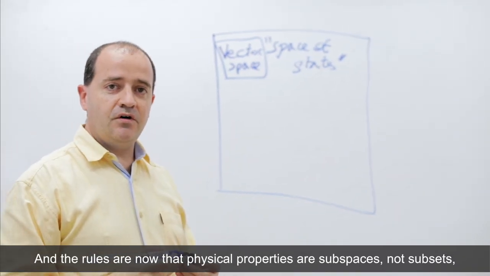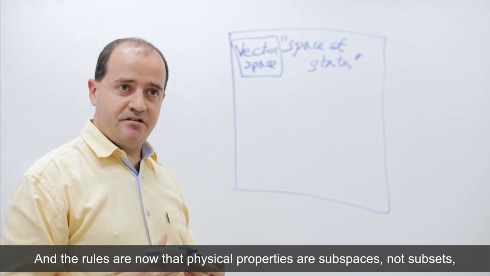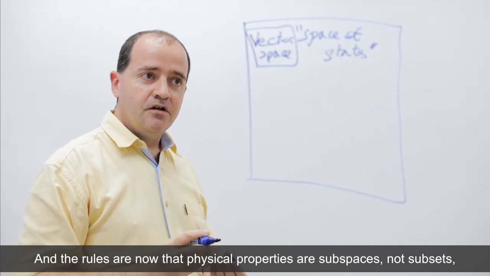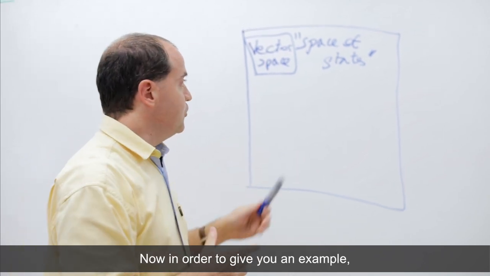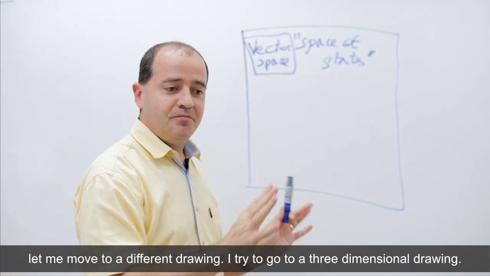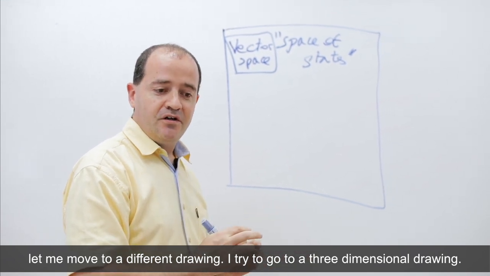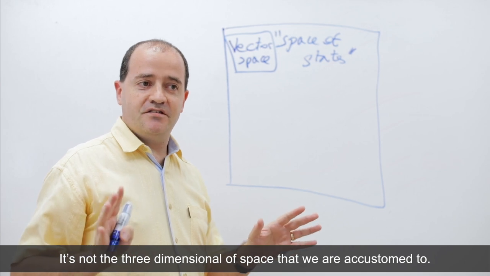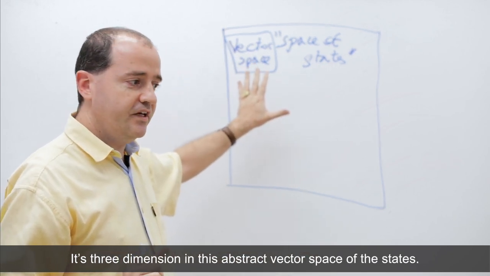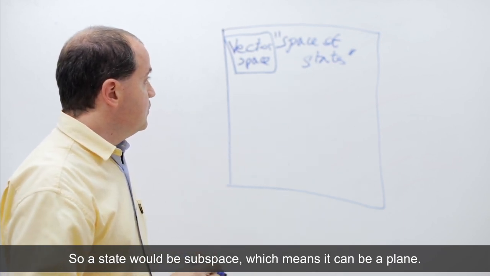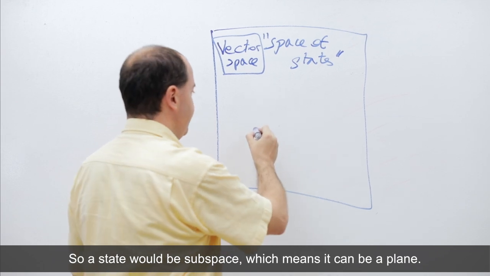And the rules now are that physical properties are subspaces, not subsets, of this vector space. Now, in order to give you an example, let me move to a different drawing. I'll try to go to a three-dimensional drawing. It's not the three-dimensional space that we are accustomed to, it's three-dimensional in this abstract vector space of the states. So a state would be a subspace, which means, well, it can be a plane.